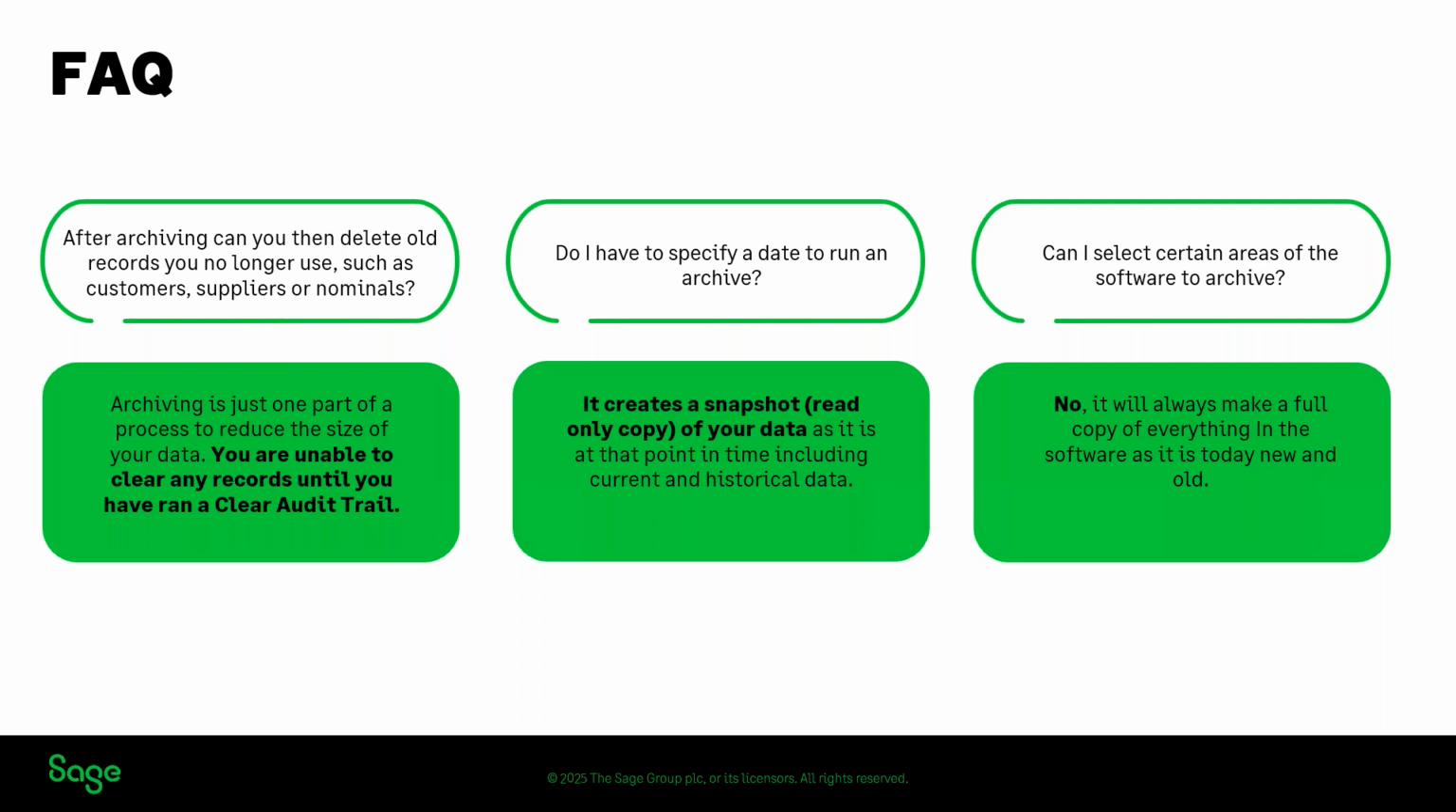And again, we're going to be going into those sessions later on as we go through the badging series. So the process that you would see is you would do your archive, you do your backup, then you would run your clear audit trail process.